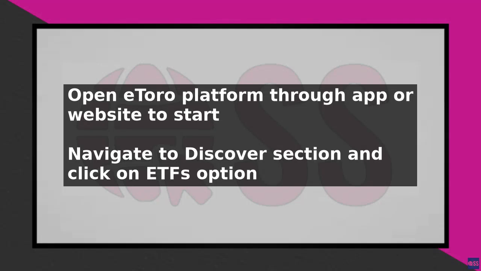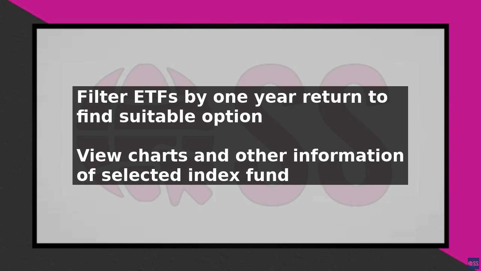To invest in index funds on eToro, start by opening the platform, either through the app or website, and navigate to the Discover section. From there, click on ETFs, which is equivalent to index funds, and browse through the available options. You can filter the ETFs by their 1-year return, for example, to find the most suitable one for your investment goals.